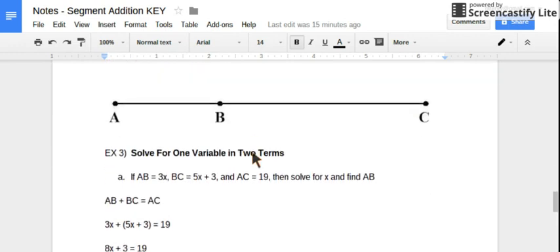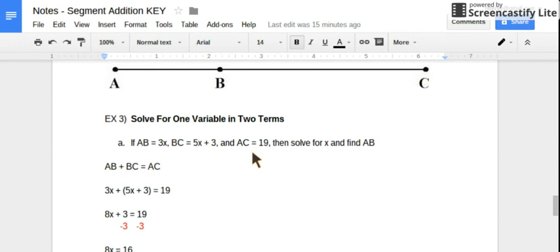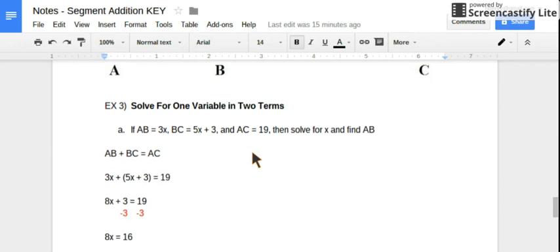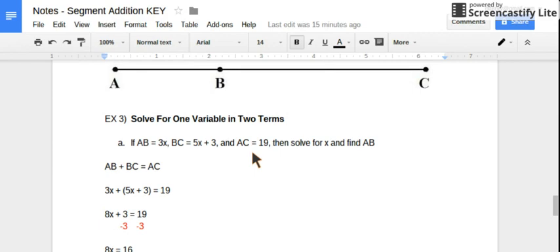I like this next one. This time we got a variable in two different terms. A little bit more algebra to do here. This time we're told that the distance from A to B is 3x, and the distance from B to C is 5x plus 3, and the distance from A to C is 19. We're going to have to solve for x and then find the distance from A to B. So if we can solve for x, then we can plug it back in and find that distance from A to B.